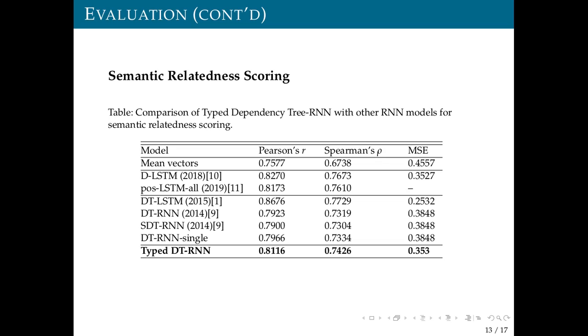Then we have semantic relatedness scoring, where the goal is to generate a real valued score for each sentence pair. So, we compare the human generated score and the machine generated score and find how much correlation exists between those. Again, we have 2% improvement over the base model DT-RNN, which is 79%. So, we got 81.16. Same is the case with Spearman correlation and mean squared error.